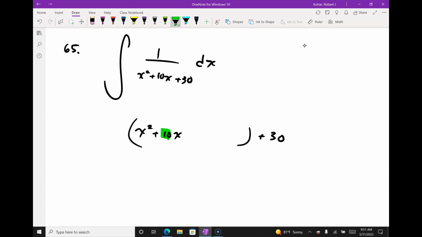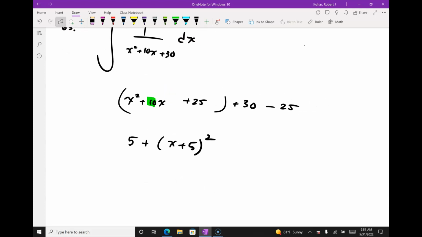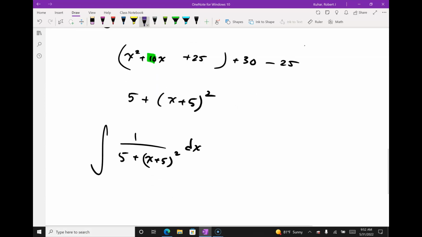And I get half of this x coefficient, which is 5, square it, which is 25, and add it on the inside and subtract it on the outside. So the piece in the parens becomes this perfect square, and then I have that left over plus 5. Well, I almost have a 1 over 1 plus u squared, right? But I don't like that 5 that's outside, so I do that same trick as before. Divide everything by 5.